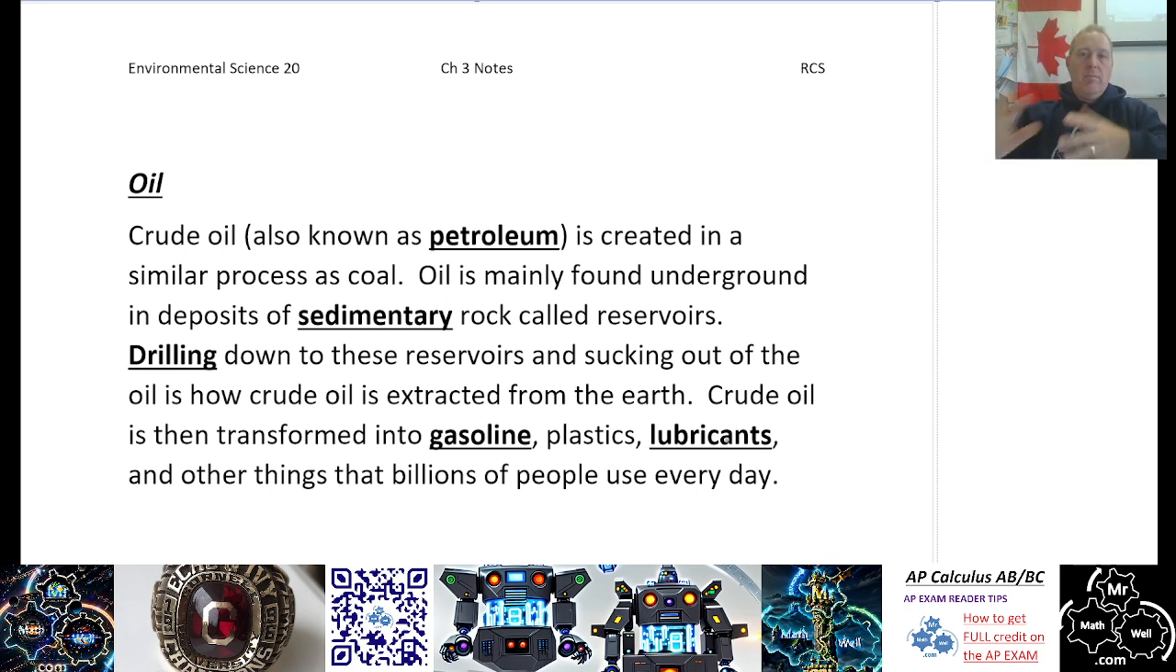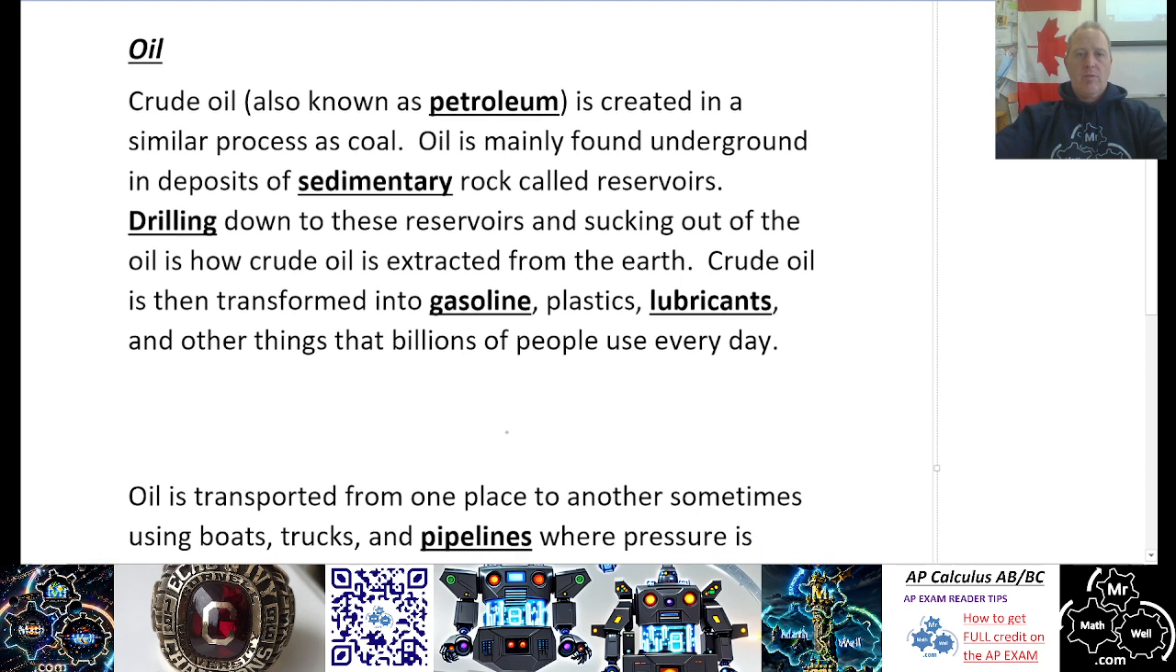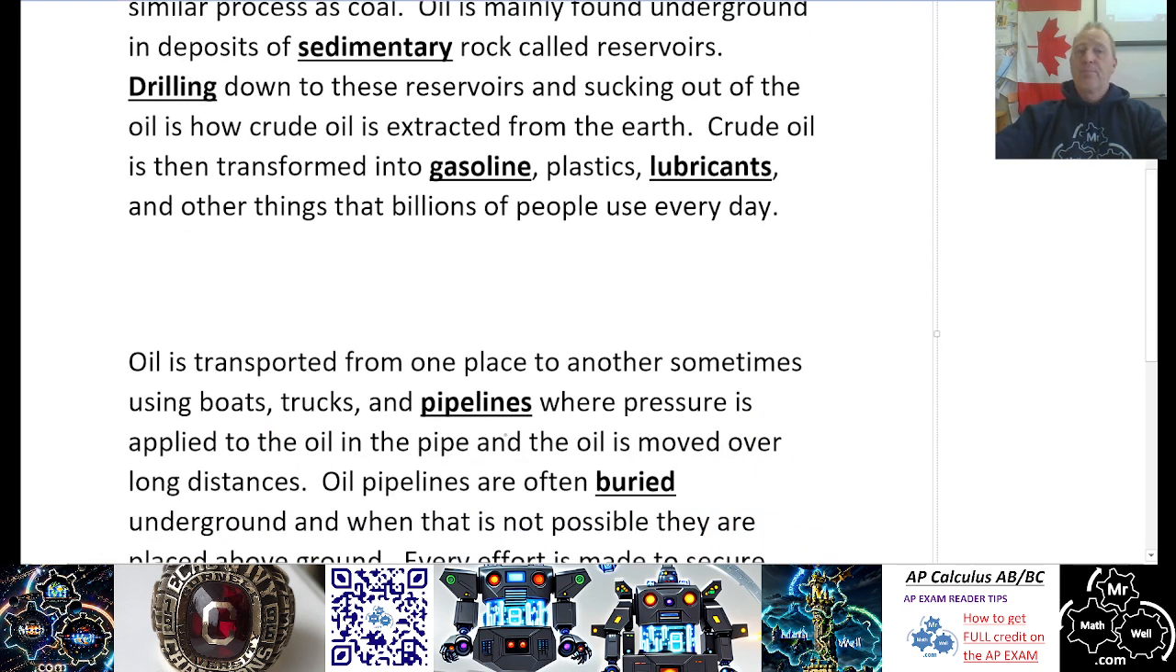Lubricants like oil, even oil is a lubricant in your engine, right? If you have a car, you have to fill it with oil. That's because all the metal parts rubbing together to make your engine go heat up, and the lubricant helps the friction to be reduced and the heat to be reduced. And there's lots of other things that oil is responsible for that people use every day.